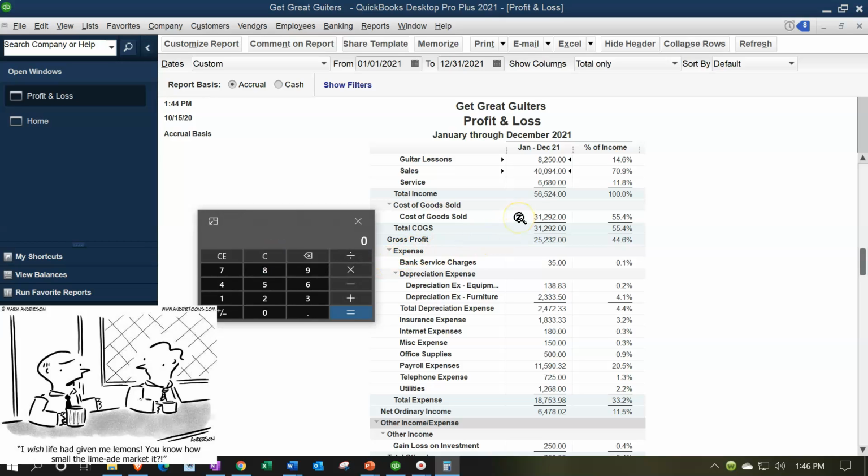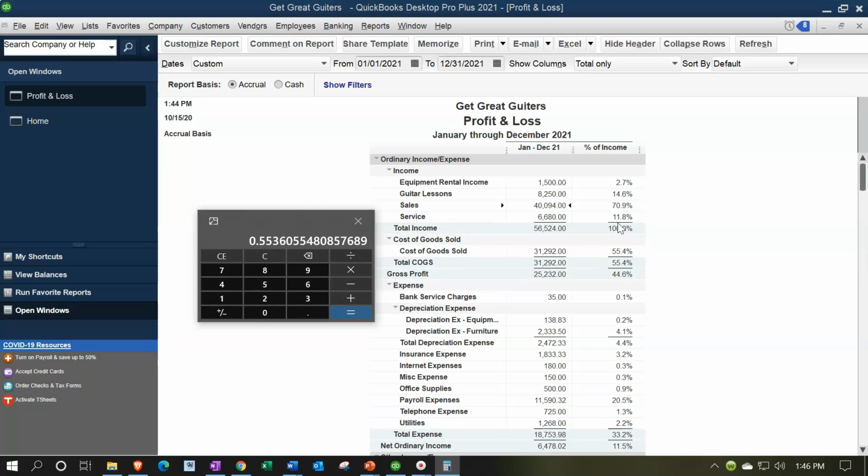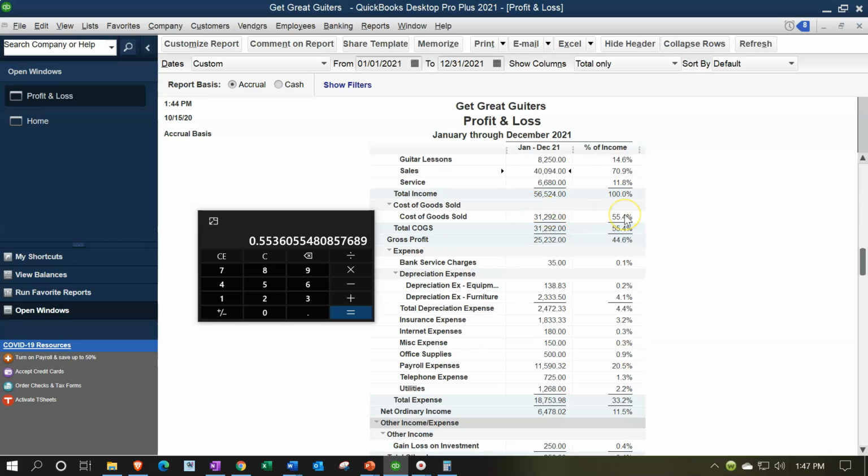So for the cost of goods sold, which is usually a large line item if we sell inventory, we've got the 31292 divided by the 56524, which is the income line up top. And that's going to give us, if we move the decimal point 2 places over, about 55%. And notice again, cost of goods sold could be higher than that in terms of our total, because some of the stuff we have up here isn't sales, it's guitar lessons and other kinds of income. If we sold just guitars, then you would think that the cost of goods sold would be quite high because that's the cost of us consuming inventory.